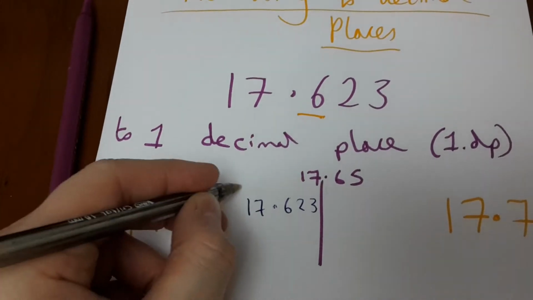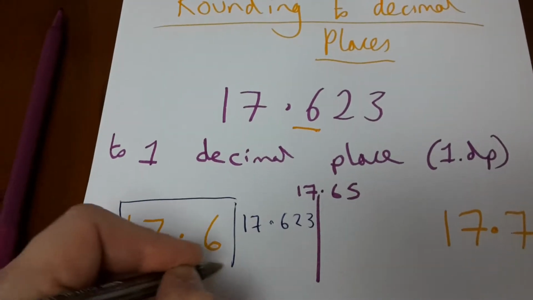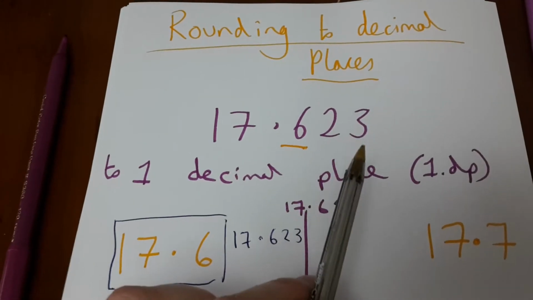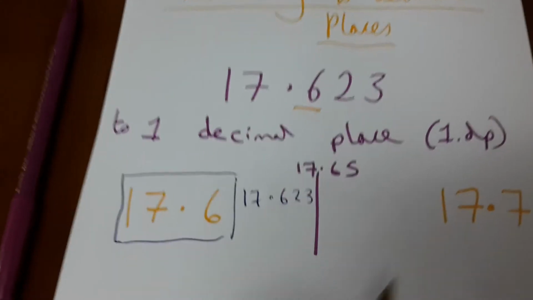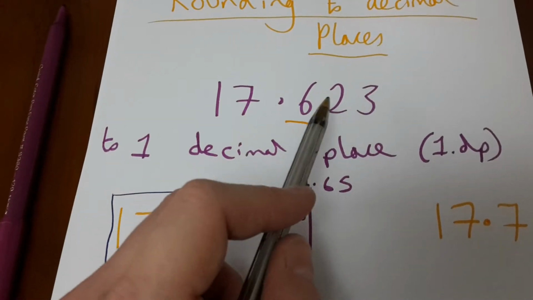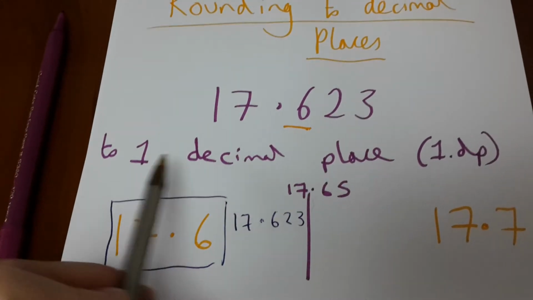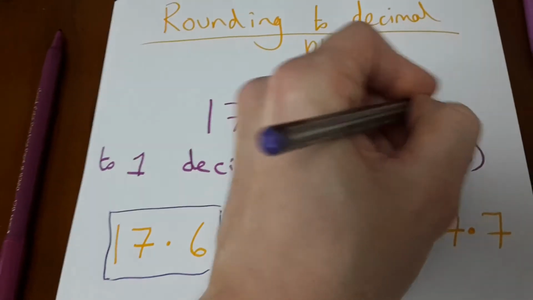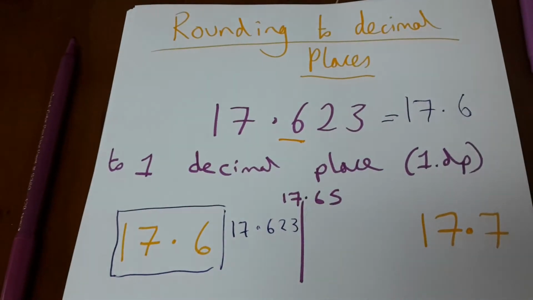So that means that 17.6 is closer to 17.623 than 17.7 is. So 17.623 rounded to 1 decimal place should be 17.6.